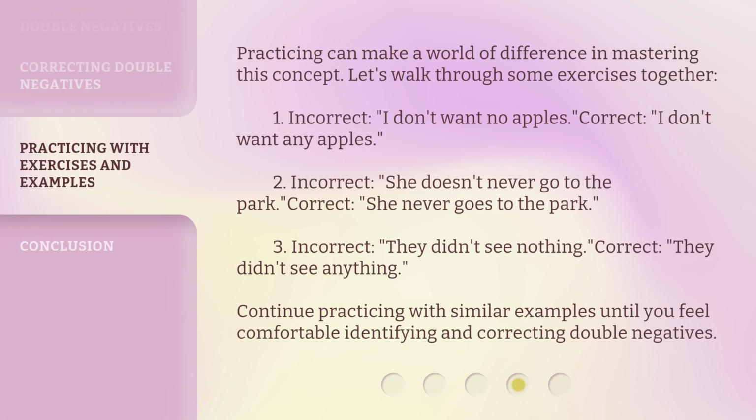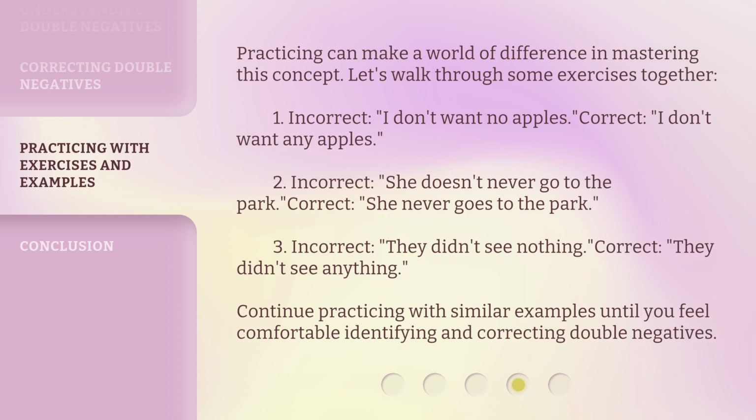Practicing can make a world of difference in mastering this concept. Let's walk through some exercises together. 1. Incorrect: I don't want no apples. Correct: I don't want any apples. 2. Incorrect: She doesn't never go to the park. Correct: She never goes to the park.